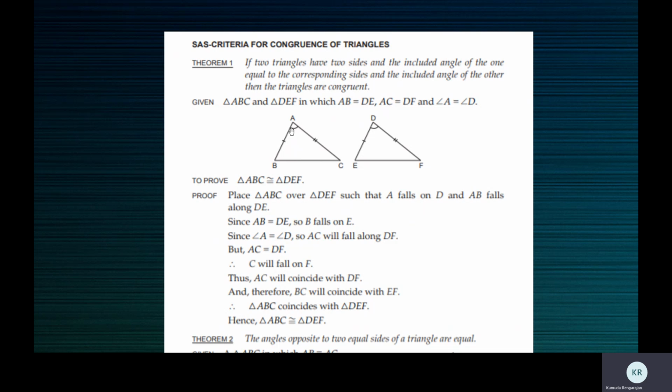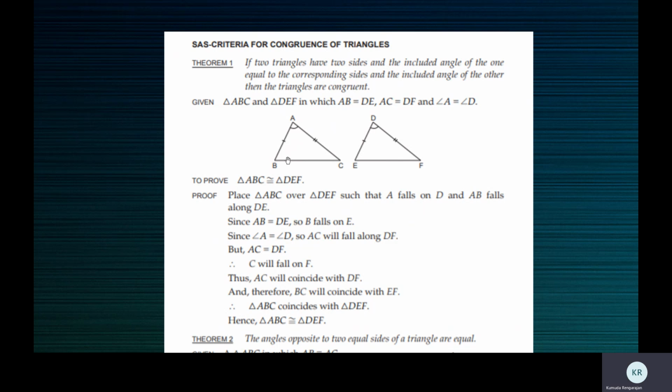We also know that angle A is equal to angle D. So on the other side, you will see that AC will fall along DF, because angle A is equal to angle D. But AC is equal to DF. See here, AC is equal to DF. So that means C will fall on F. The vertex C will fall on the vertex F.